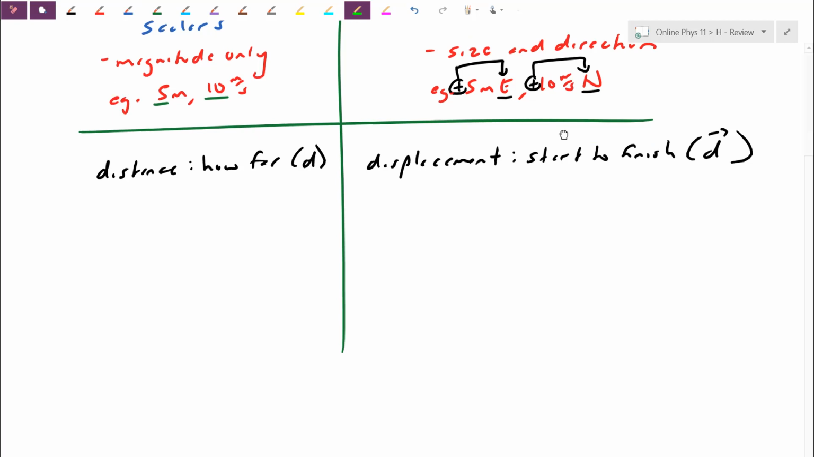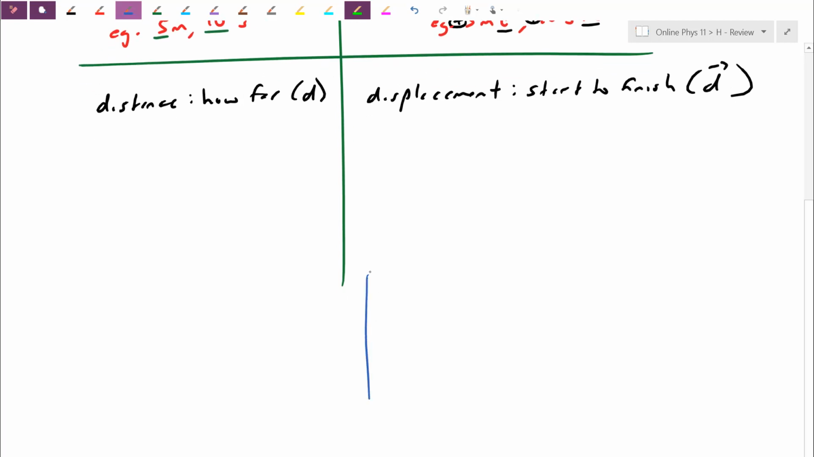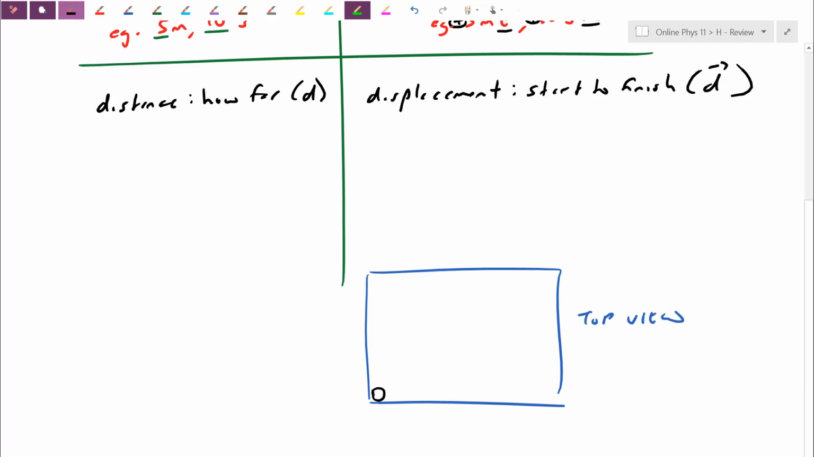So let's just think through our example again. Let's imagine we had a top view of a room, and let's say we have a person standing in the corner. They're going to walk, let's say, 5 meters north, and then walk maybe 7 meters east. So in terms of distance, it's just sort of the total number of steps. The person here walked 5 meters. I don't really care. They actually changed direction and they walked another 7 meters. So in total, they walked 12 meters.